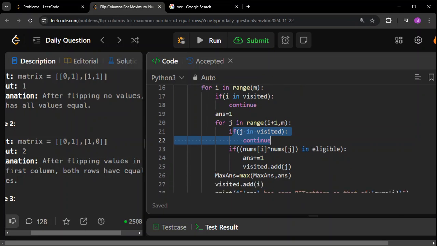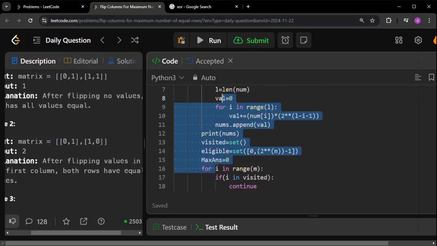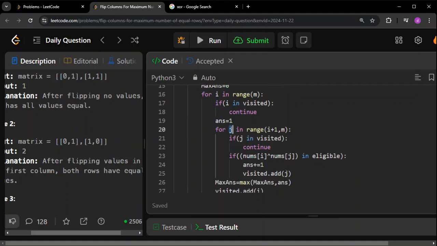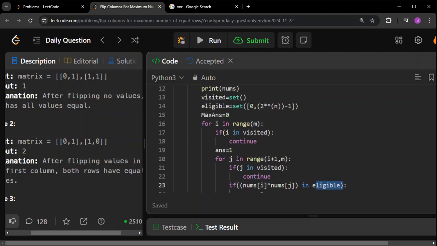So what I'm checking is, see, this is the ith index and this is the jth index. So what I'm trying to do here is nums of I XOR nums of j. What is this checking? Whether the XOR result of these two is eligible or not. What is eligible? I've already explained this.